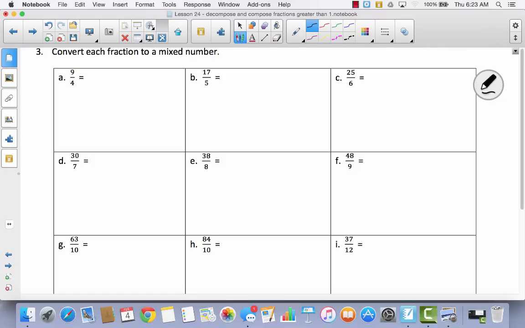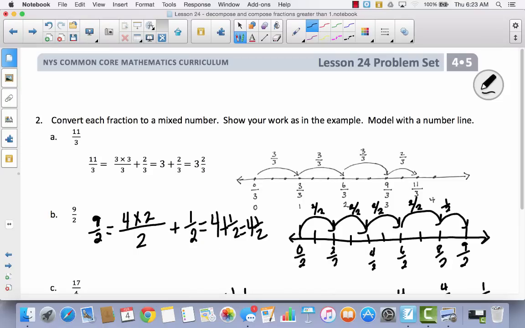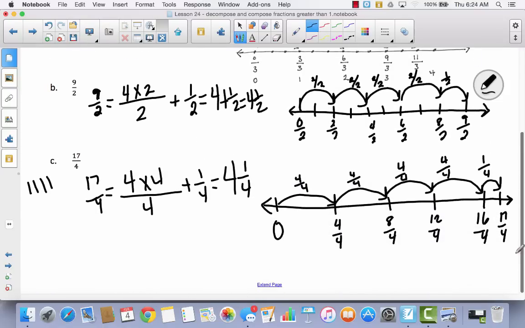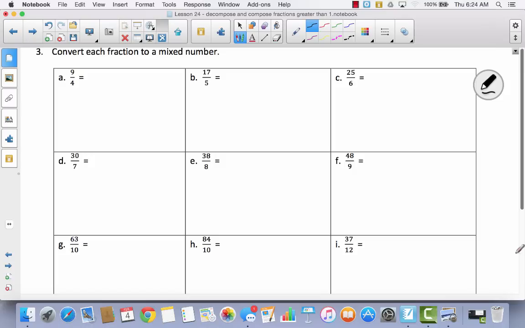All right, let's try this one. Now it says convert each fraction to a mixed number. Now I think that the strategy that we're doing here definitely works, but I think that there may be another strategy that might help us a little bit more. I kind of like to just use number bonds, and let's see if we can't use that strategy here. So what if we did this?